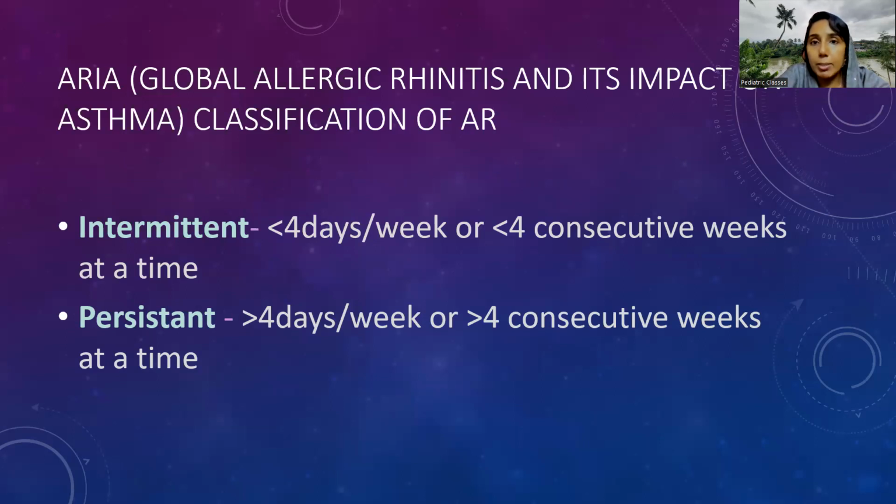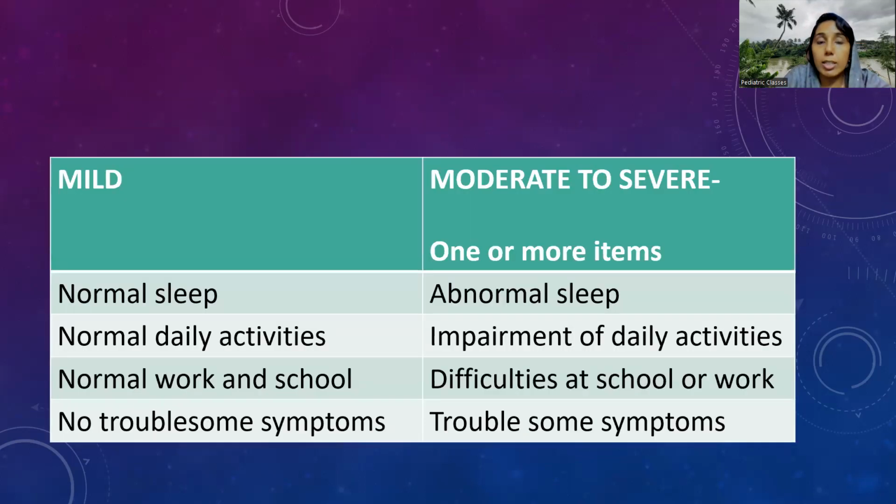Intermittent means less than 4 days a week or less than 4 consecutive weeks at a time. And persistent means more than 4 days a week or more than 4 consecutive weeks at a time. And please note, this is one way. Another thing is we need to also tell the patient whether they have mild or moderate to severe rhinitis.